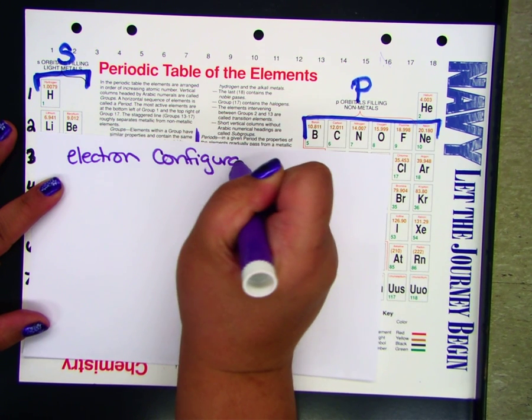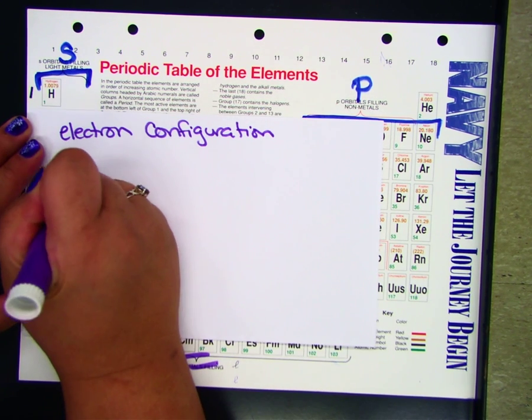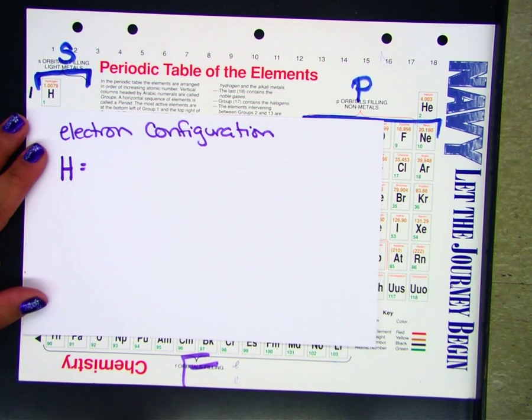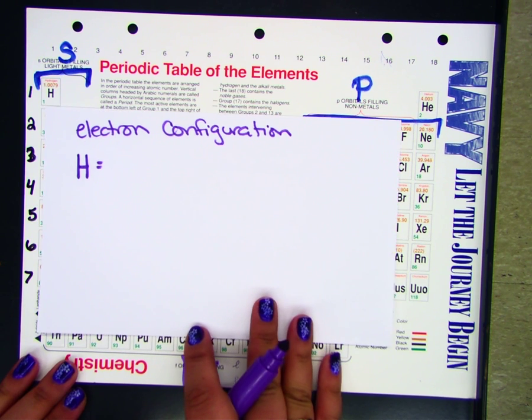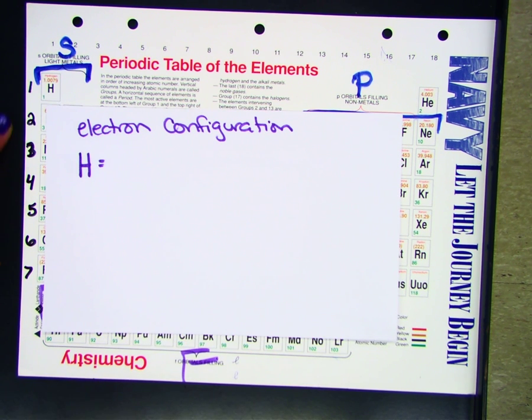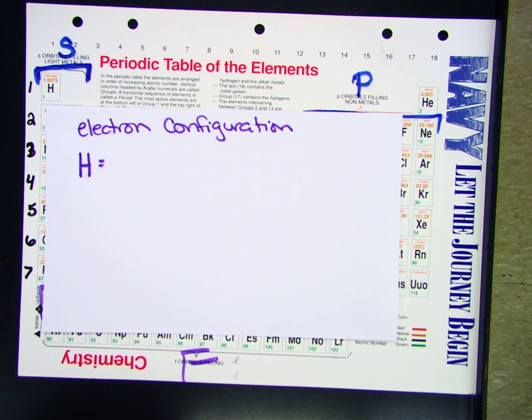Okay. So the first thing we're going to do is we're going to write the electron configuration. We're going to start with hydrogen, and we're starting with hydrogen because it's the first element.